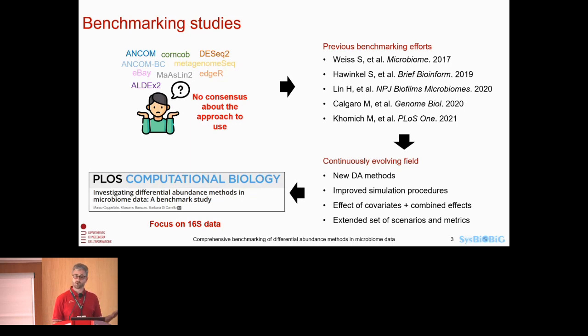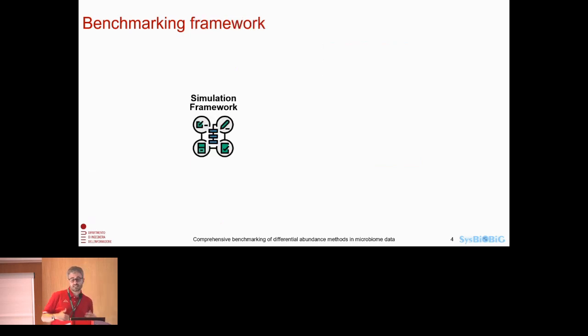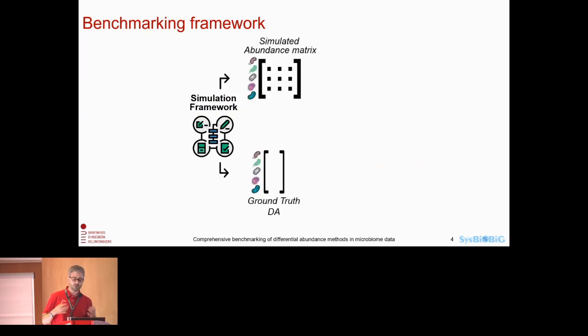So, what is the overall framework of our study? Well, as in any benchmarking framework, you start with having some ground truth, the labels that you can use to then assess the performance of the methods. In terms of simulation framework, you end up having 2 main actors: a simulated abundance matrix and the corresponding ground truth knowledge about which taxa were generated as differentially abundant in the corresponding abundance matrix.